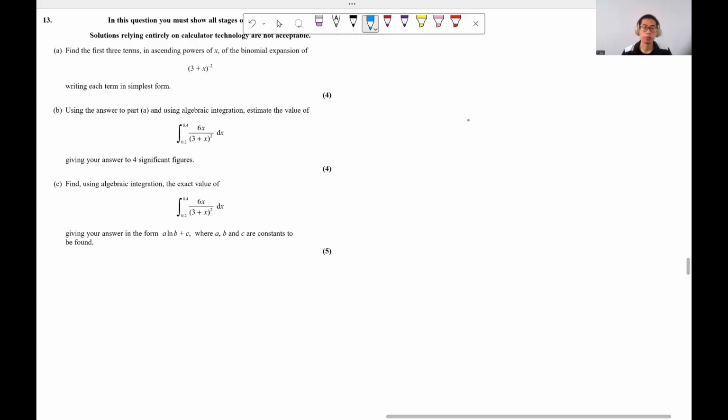So first we have (3 + x)^(-2). Since it's a negative power, we need to use the formula (1 + x)^n. Because the formula is (1 + x)^n, we need to factorize out 3 first. So I'll put a bigger bracket 3 and then small brackets (1 + x/3), and then the power negative 2, which becomes 3^(-2) times (1 + x/3)^(-2). So then 3^(-2) is 1/9, and then apply the expansion formula.